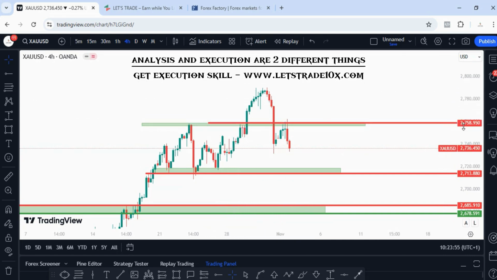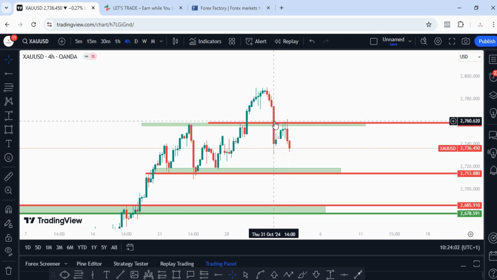Obviously, price did break above the 2758.950 area. I was actually thinking price will give an entry around here so that we can continue buying, but price does what it wants to do, right? We don't have absolute control on how price moves.